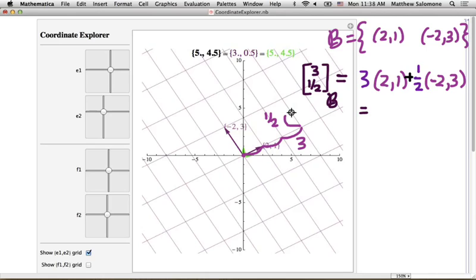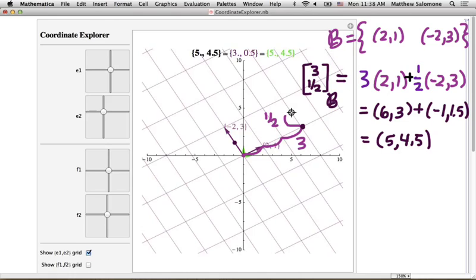And if we work all that out, 3 times the first one is going to be 6 comma 3. That would be this point right here. And then 1/2 times negative 2, 3, that's going to be negative 1 comma 1.5. That would actually be this point right there. And when I add those 2 points together, wonder of wonders, we get 5 comma 4.5. So these are indeed the coordinates that we were looking for.